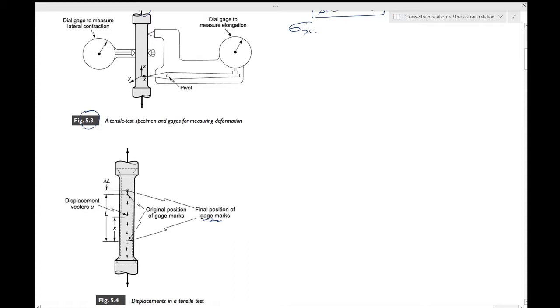So if the displacements vary uniformly over the gauge length, you may write u is equal to x by L into delta L. I'm sorry, this should not be capital X, this is a small x. So you can make that correction in your equation.